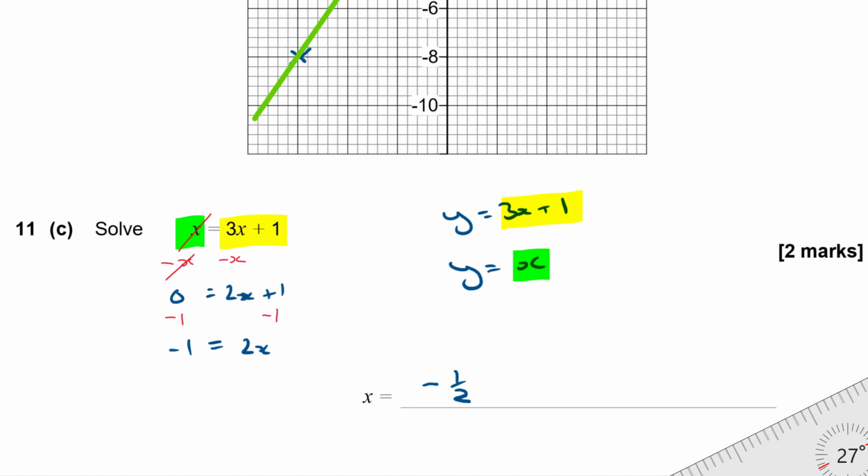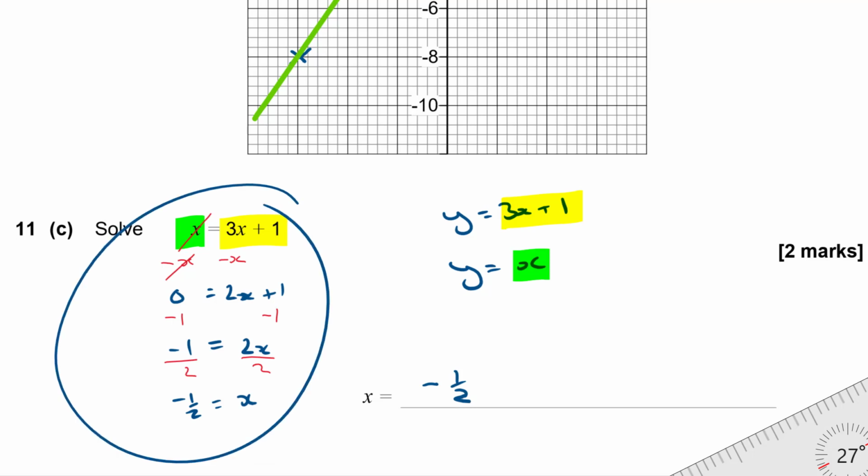And then dividing both sides by 2, I'm going to get x is equal to minus a half, like I did last time. So you can either do it algebraically or you can do it graphically. But either way, you're going to get x is equal to minus a half.